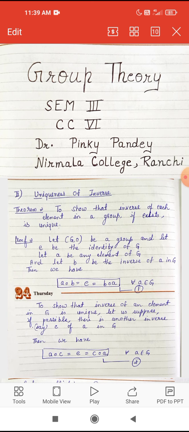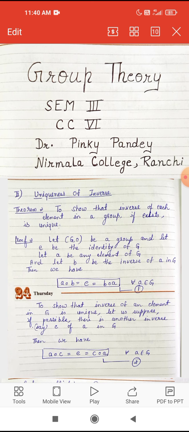In the previous lecture, I have discussed properties of group, and the first property of group is uniqueness of identity. Now come to the second property of group, that is uniqueness of inverse. The theorem is to show that inverse of each element in a group, if exists, is unique.